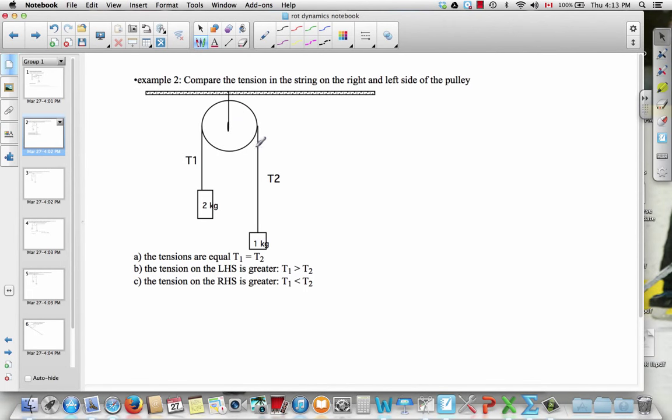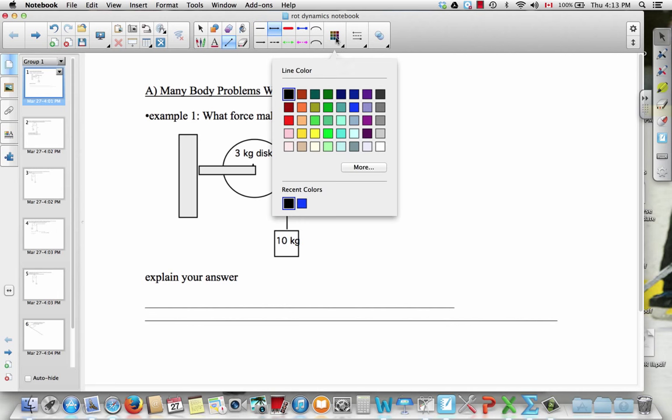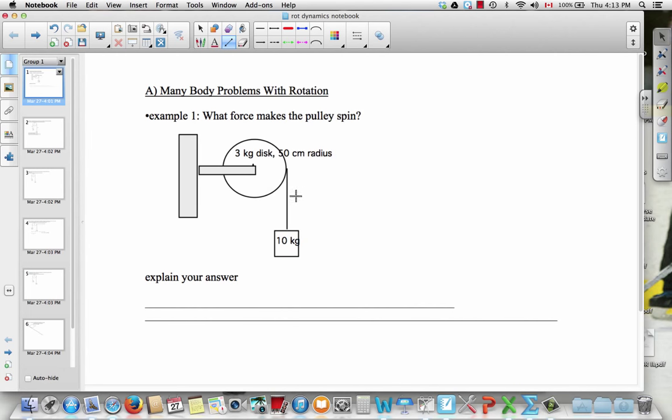Okay, so just a couple of problems here in angular dynamics. First of all, we've done pulley problems for years, but now we can actually include the inertia and friction of the pulley. So first thing to realize is that the force that actually torques the pulley is not the weight in this case. Instead, it's actually tension that torques the pulley.